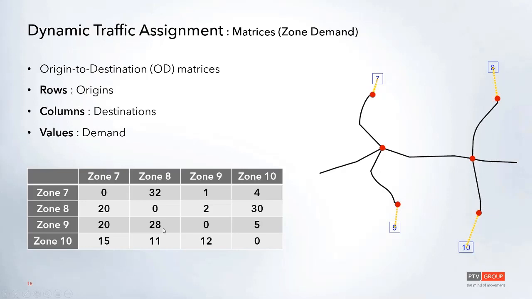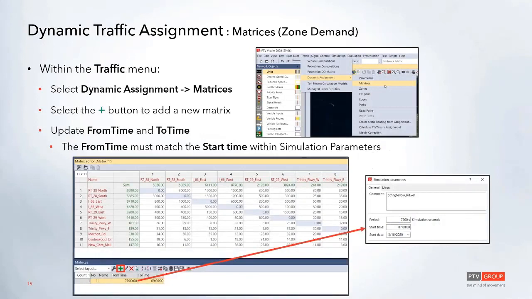So for example, if we look at this 28 here, this would be 28 trips that will occur going from zone 9 to zone 8. Or if we look at this trips 30 over here, this would be 30 trips going from zone 8 to zone 10.